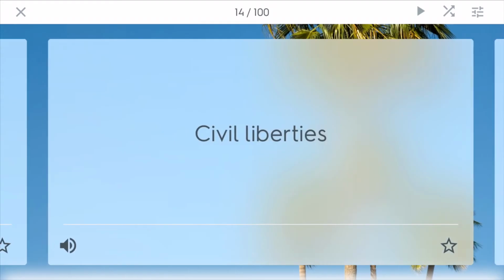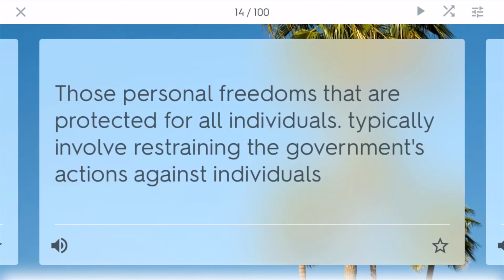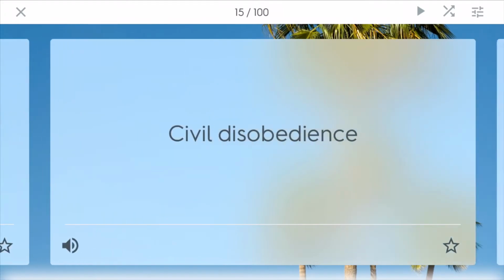Civil liberties. These are personal freedoms that are protected for all individuals. Typically, they involve restraining the government's actions against individuals and the government interfering on people's rights too much. This can also be contrasted with civil rights, which are generally rights that were passed in the 1960s that are used to help ensure the rights of frequently discriminated groups such as minorities.